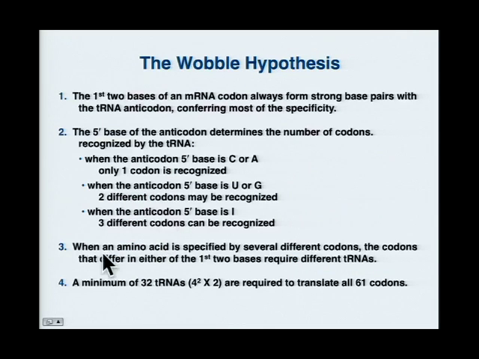Okay. So, the other thing that they figured out is that when an amino acid is specified by several different codons, the codons that differ in the first two bases require different tRNAs. They did a lot of these experiments, and if either the 5' position or the middle position in the codon changed, you always had a new tRNA, because they're generally very tight. There's no wobbling going on in the 5' position in the codon. But you can have wobbles in the 3' position.